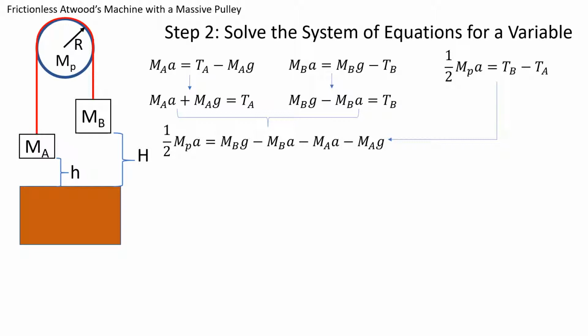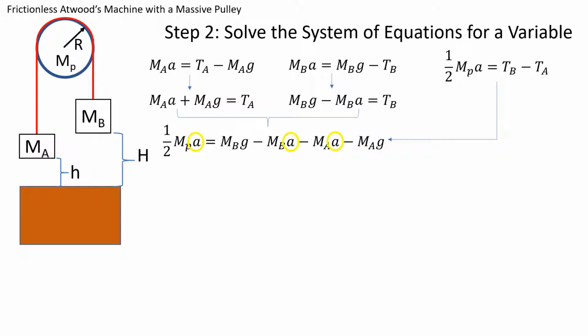And all we have to do now is plug both of these into the third equation for T_B and T_A, and we arrive at an equation in only one unknown. So 1/2 m_p times a equals T_B minus T_A. Well, T_B is m_B g minus m_B a, and then T_A is the sum of m_A a and m_A g, so we have to have the minus sign on both of those once we've subtracted it.